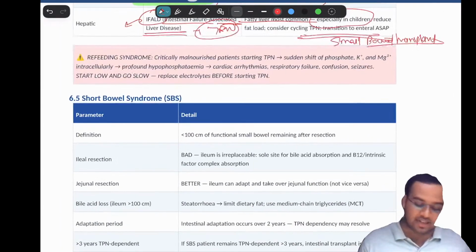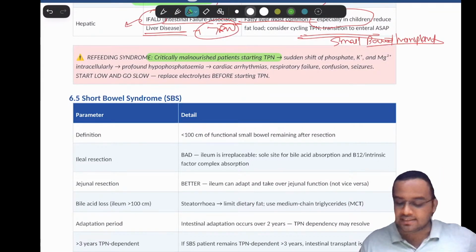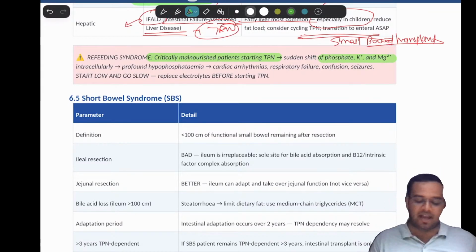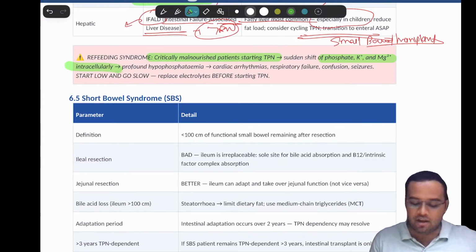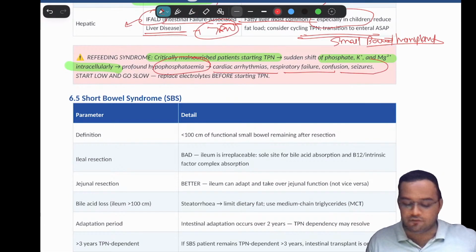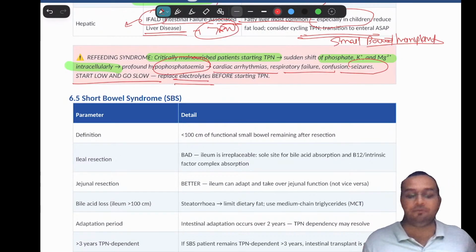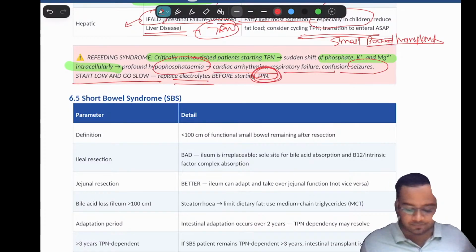So what have they said as refeeding syndrome? In critically malnourished patients, sudden shift of phosphate, potassium and magnesium intracellularly and profound hypophosphatemia happens, which causes cardiac arrhythmias, respiratory failure, confusion and seizures. So start slow and go slow is the take home point from this. And replace the electrolytes before actually starting TPN.